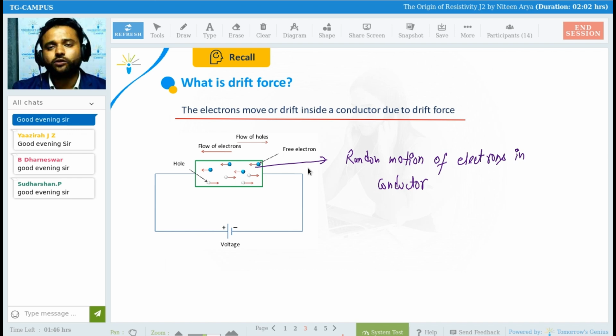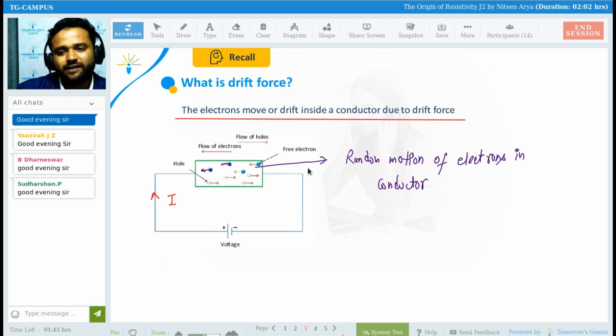So when they are moving randomly, until we apply a potential difference, a battery or cell, they do not move in a particular direction. The moment we apply it, due to the positive and negative terminals, the electrons tend to flow in this direction, and the positive charge particles, the holes, tend to flow in the opposite direction. Flow of electrons is in the opposite direction of the current, and we see that current goes from positive to negative.